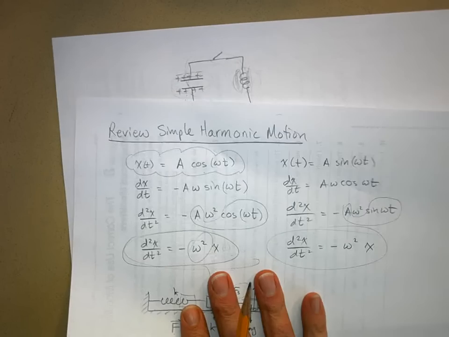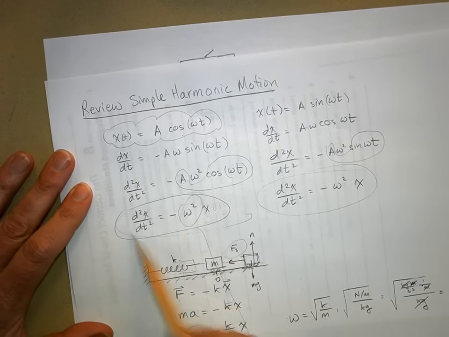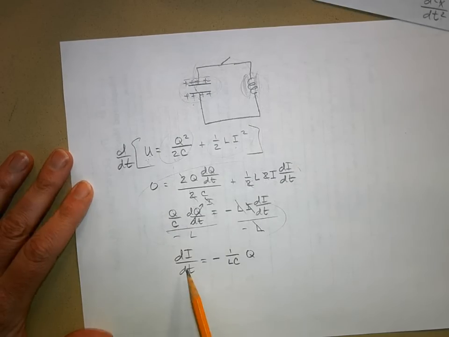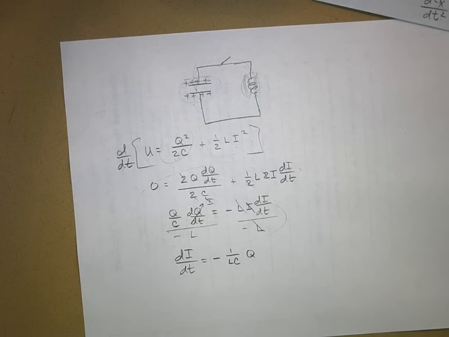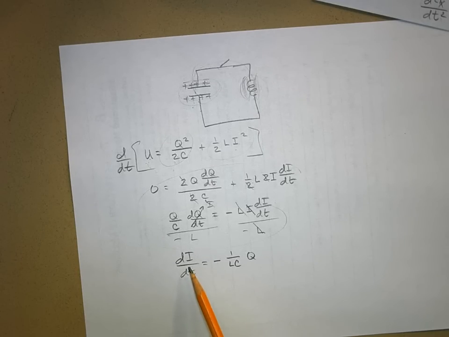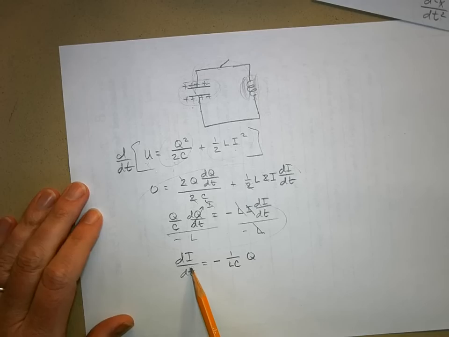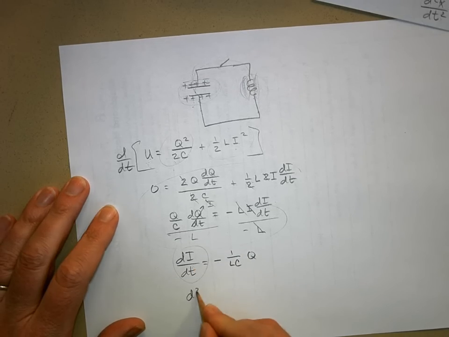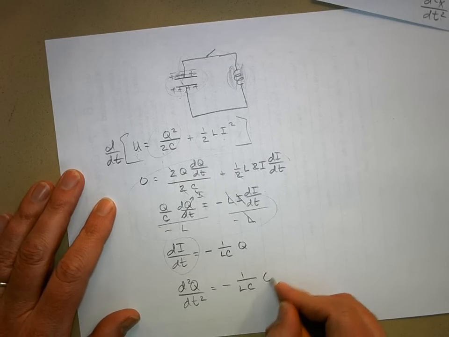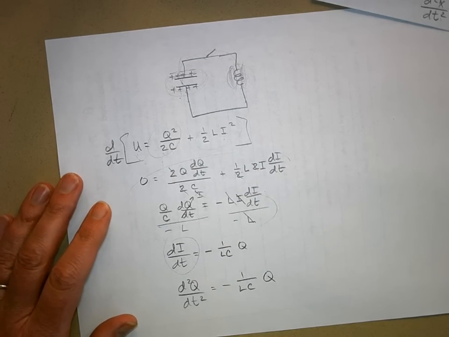Okay. Boom. I'm trying to get to here, to simple harmonic motion. Now, look. Now this is I, right? This is current. What is current? Current is dq/dt. So what is this right here? It's d squared q over dt squared, equal to negative 1 over LC times Q. And folks, that is simple harmonic motion.